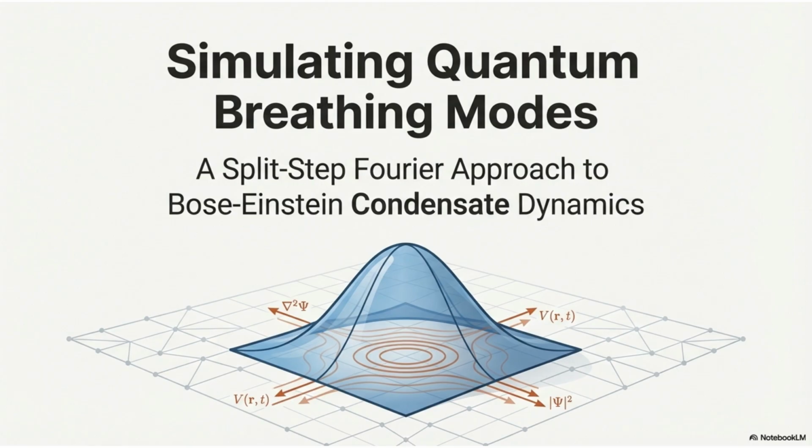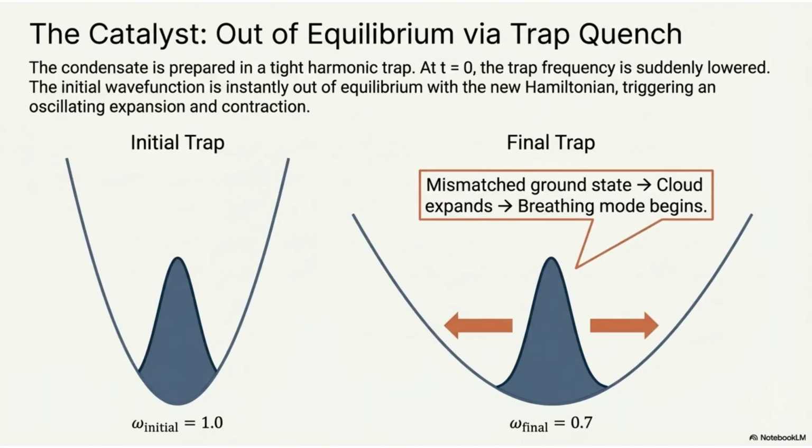This video demonstrates simulating quantum breathing modes using a split-step Fourier approach to Bose-Einstein condensate dynamics. The catalyst for the breathing mode is the trap quench, where the initial ground state is instantly out of equilibrium with the new Hamiltonian. This triggers the oscillating expansion and contraction, beginning the breathing mode.